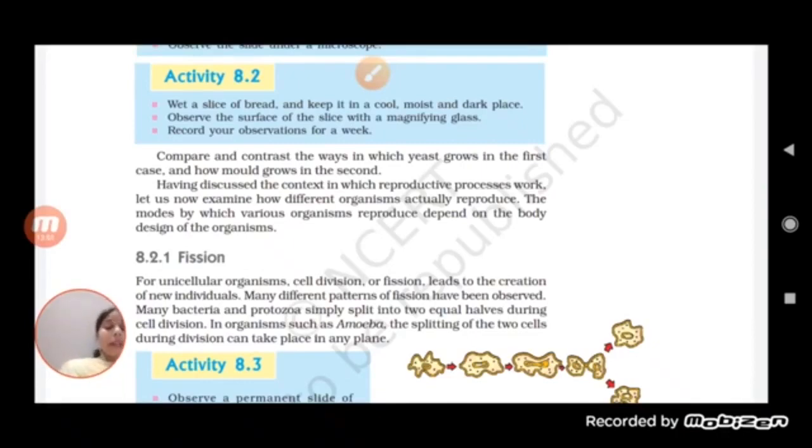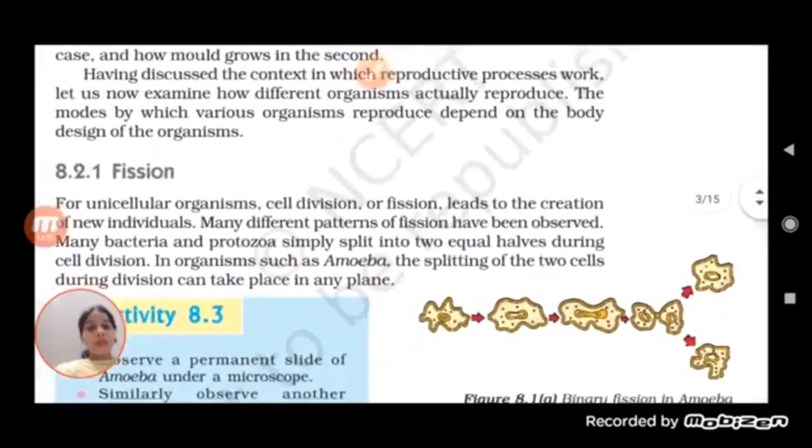There are some single-celled organisms, especially unicellular organisms, which show such kind of reproduction. Let us see a unicellular organism which shows the kind of reproduction called fission. Why is the term fission? In class 8 we already learned about binary fission, students, but here it is not written as binary fission, because fission can be binary fission or multiple fission. For unicellular organisms, cell division or fission leads to the creation of a new individual.